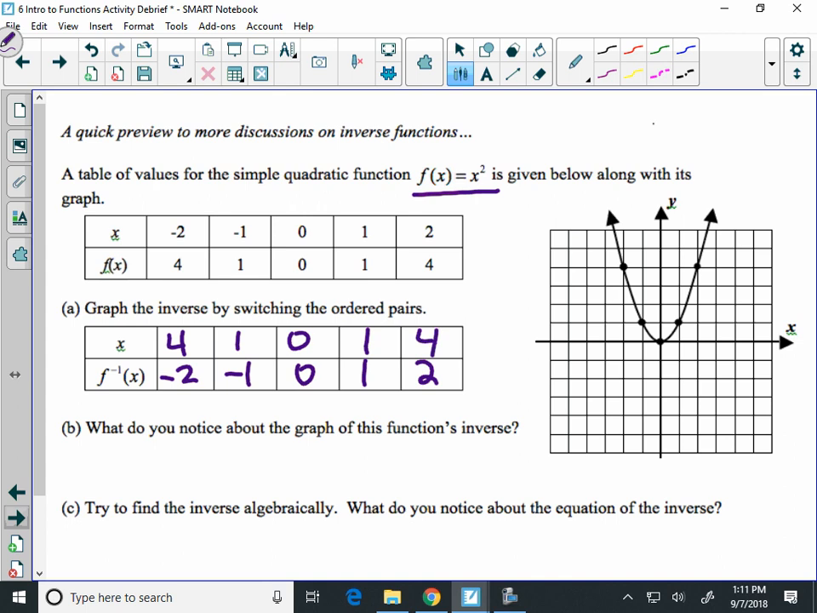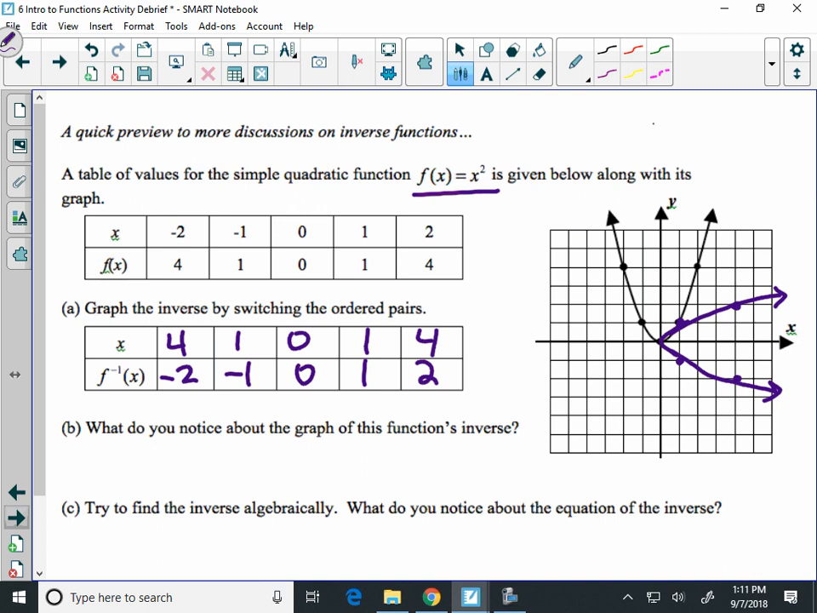And then I want you to take a minute, and I want you to plot those points. So 4, -2, 1, -1, and then connect them. My graph's a little pointy there. Yeah, have you ever seen a graph like that before?